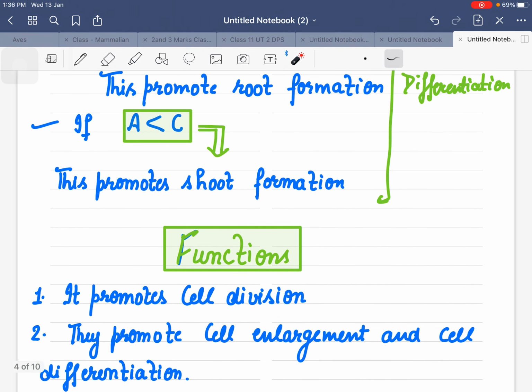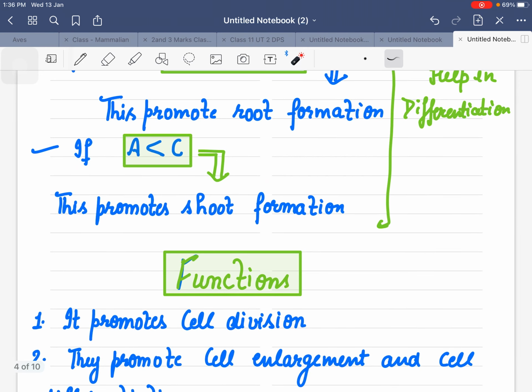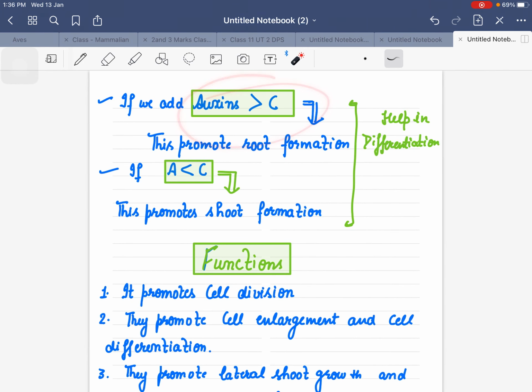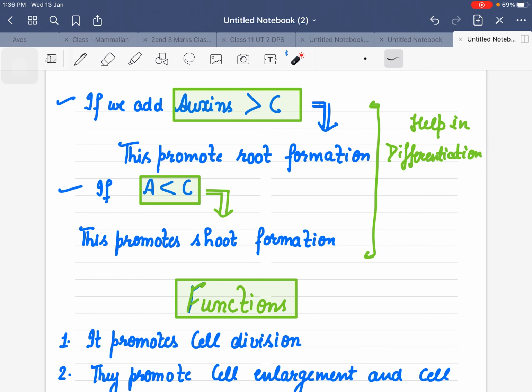After another few weeks, now I changed the medium and now I kept the concentration of cytokinin more. And I will observe that after root formation, now my shoot formation will start, right? So if auxin is more than cytokinin, that will result in root formation. If auxin is less than cytokinin, or cytokinin is more, then it results in shoot formation.